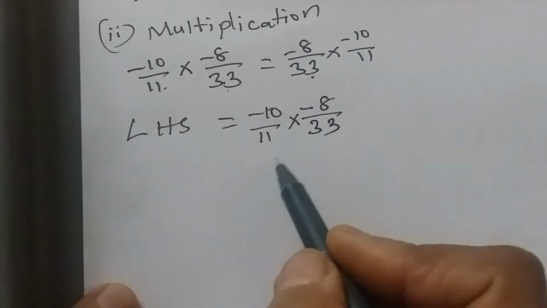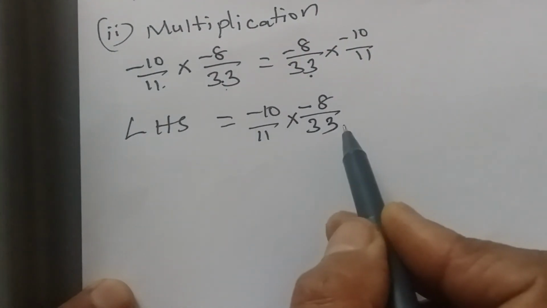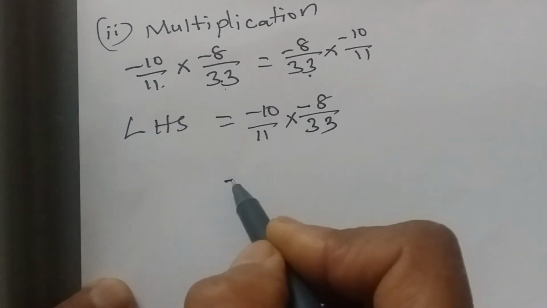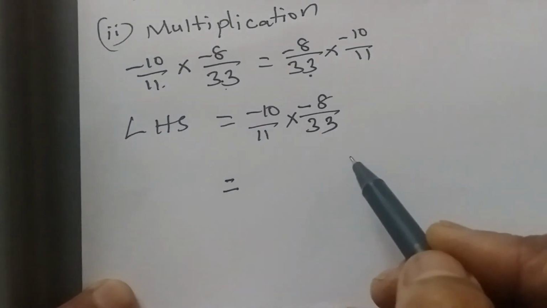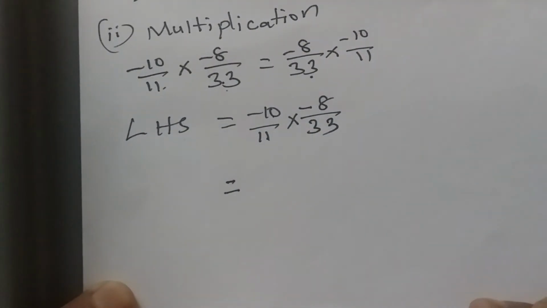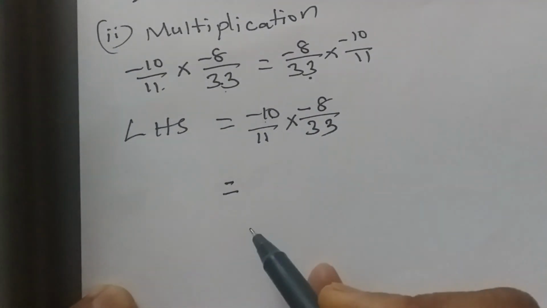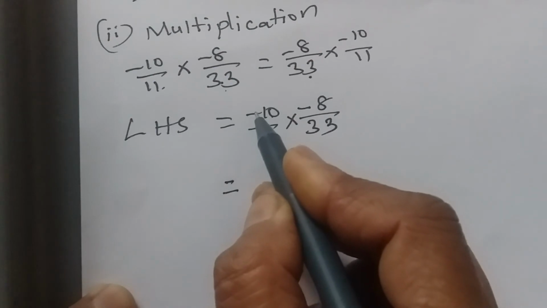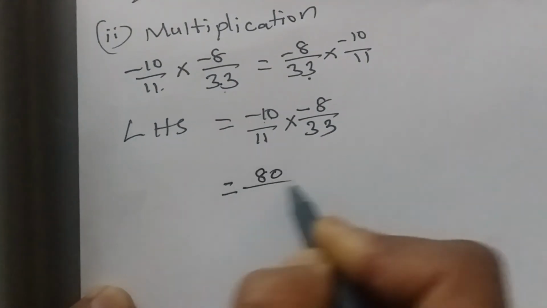Do you need LCM? No. For multiplication and division, LCM is not necessary. So if possible, we cancel. 10 and 11, no common factor. 8 and 33, no common factor. 8 and 11, no common factor. 10 and 33 also no common factor. So what to do? Multiply both the numerators and multiply both the denominators. First multiply the signs. Minus into minus is plus. 10 8s are 80 by 11 into 33.